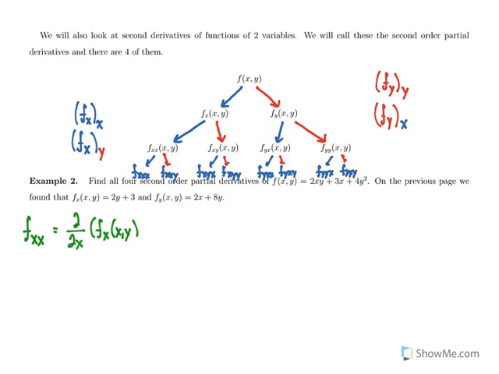The partial with respect to x of f sub x of xy, which is just going to be the normal derivative of 2y plus 3 with respect to x. This time we're not going to break it up into each individual part. We're just going to try to think about it as a whole. Both of these terms are constants with respect to x. So that means that this whole derivative is just 0.